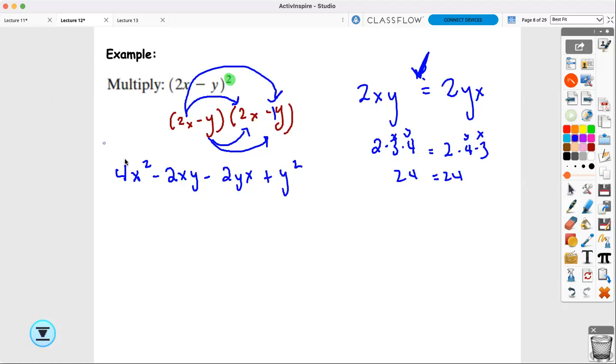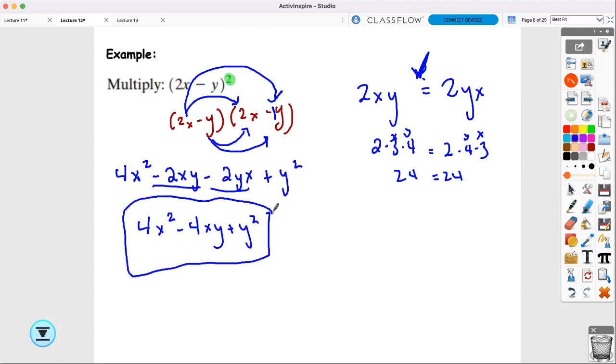So therefore, we combine these like terms. Then we get 4x squared minus 4xy plus y squared. Now, I like to put them in alphabetical order with the xy. So that's why I put -4xy.